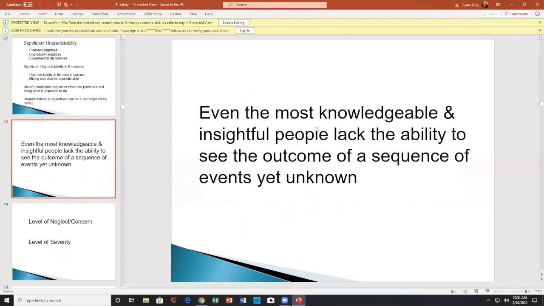Even the most knowledgeable and insightful people lack the ability to see the outcome of a sequence of events yet unknown, right? Even the most knowledgeable, insightful, and we'll throw in most understanding type of people, still don't know the outcome of a sequence of events that are yet unknown. Can't predict the future.